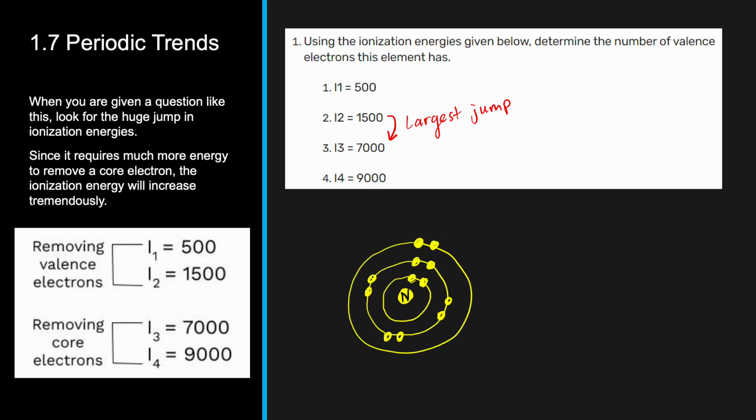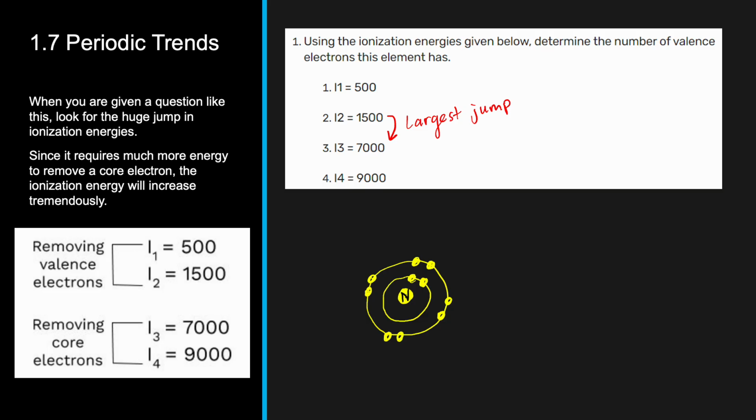All right, so what this data is showing us is that we have an atom. Its first electron did not require much energy to remove. So this is this outermost electron. It only took 500 kilojoules per mole to remove that electron. The next one took a little bit more energy to remove. So this is here, our second electron.